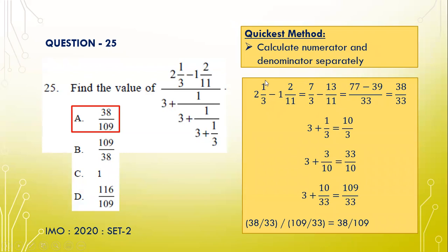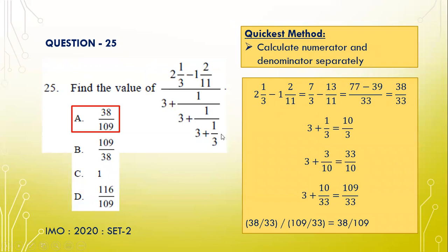So 2 integer 1 upon 3 is 3 twos are 6, 6 plus 1 is 7. 7 upon 3 minus 1 integer 2 upon 11: 11 ones are 11, plus 2 is 13 upon 11. 11 sevens are 77. 3 thirteens are 39. The common denominator is 11 threes, 33. 77 minus 39 is 38 upon 33. So the numerator is 38 upon 33.